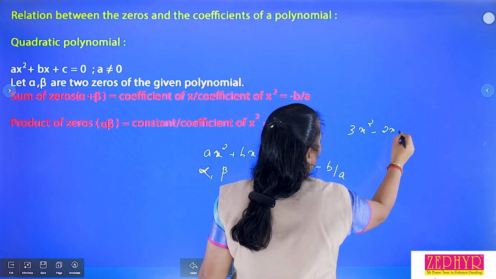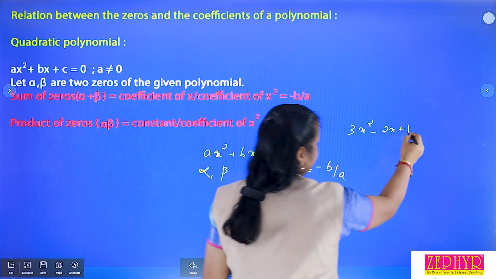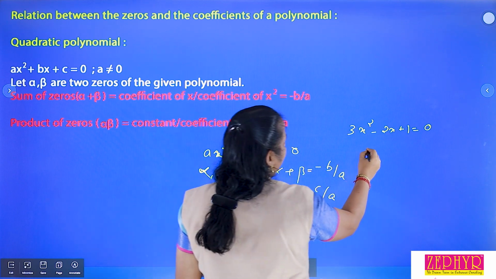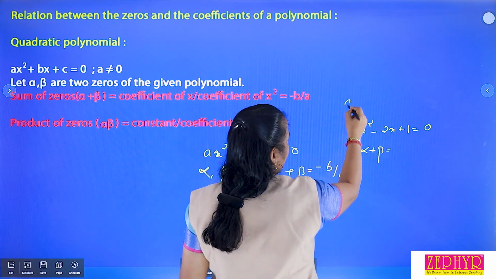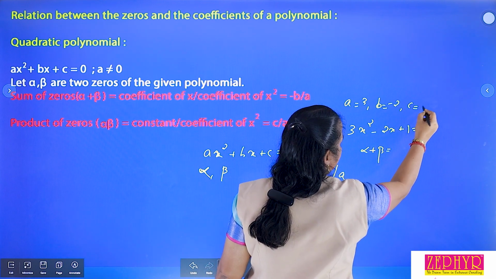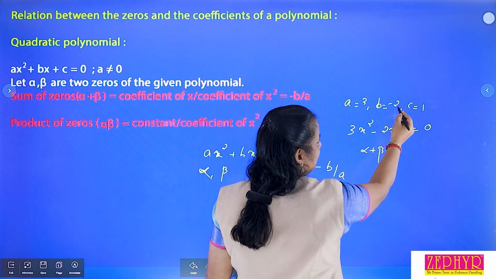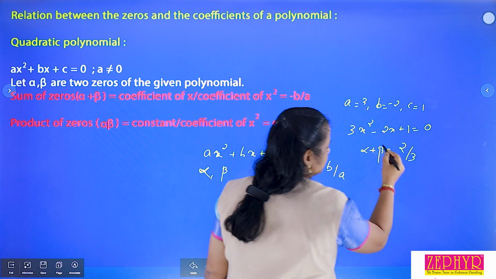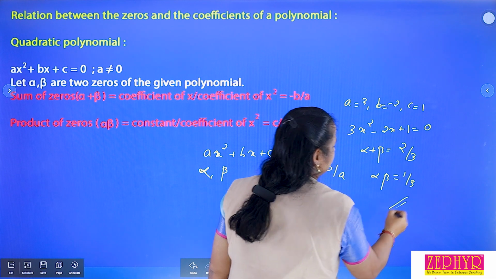3x square minus 2x plus 1. Consider this quadratic polynomial. If it is equal to 0, this is an equation, that means a quadratic equation. Here there are two roots, alpha and beta. Here a is equal to 3, b is equal to minus 2, and c is equal to 1. Then the sum of the roots, alpha plus beta, is equal to minus b by a, that is minus of minus 2 by 3. So the sum of the roots is equal to 2 by 3, and the product of the roots is equal to 1 by 3. This is an example.